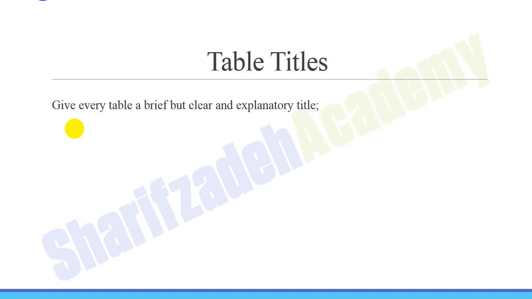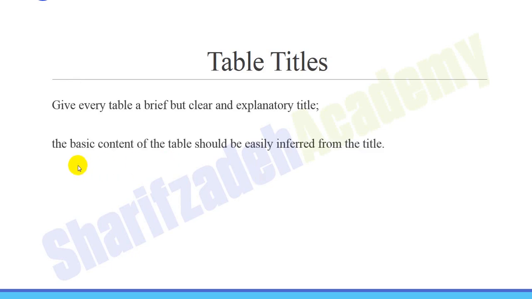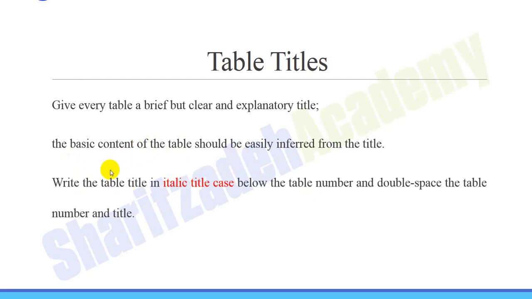So the content should be represented by the title, and the title should actually promise the readers the content of the table. You know that the title should tell the readers what the content is. Title and the content should match. Okay, and the basic content of the table should be understood from the title, as I discussed, and you have to write it in italics and title case.